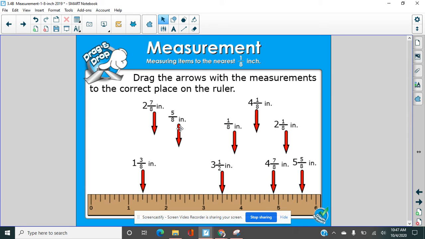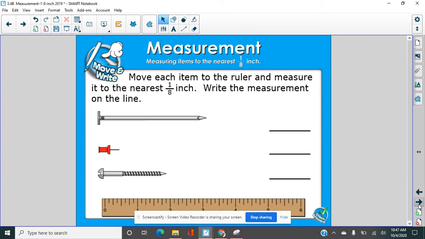Let's do one more. 5/8. Okay, right there. What do you think? Agree or disagree? Disagree. Why? Look at that. There's not even any whole number. So this one is less than 1. It actually needs to go way over here, because there's no whole number here, right? It's really like a 0 is here, but we just don't write the 0. So 5/8 inch.